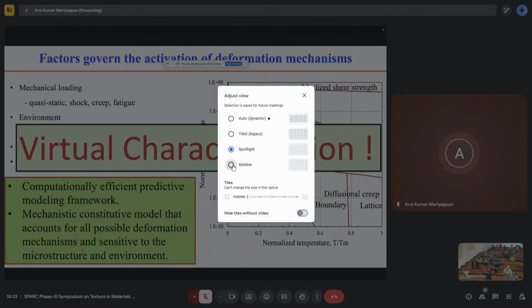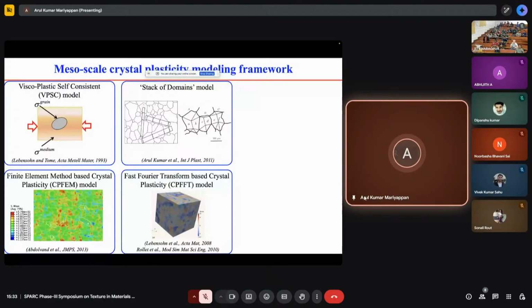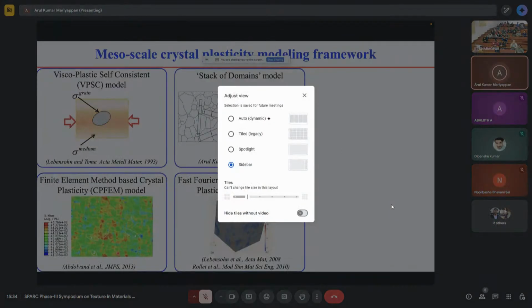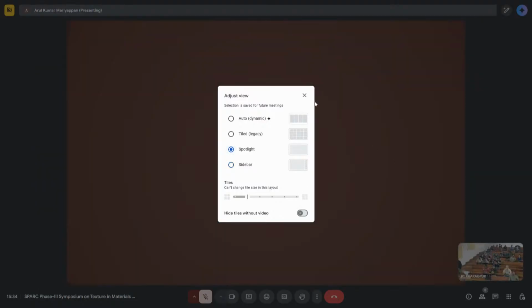Okay, first I start with this framework that we have. I always position myself in the mesoscale level, or crystal plasticity modeling framework, because when I want to do the scale bridging, it is easy for me to span to the continuum scale level or to the atom scale level easily. On both sides, we have 3 orders of magnitude in dimension scale.